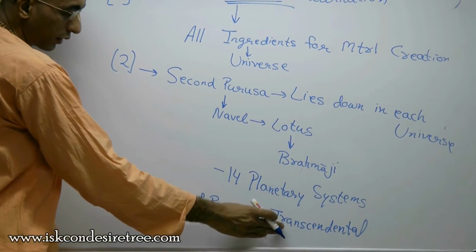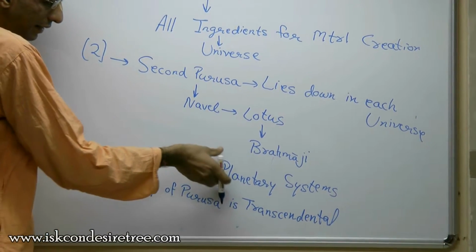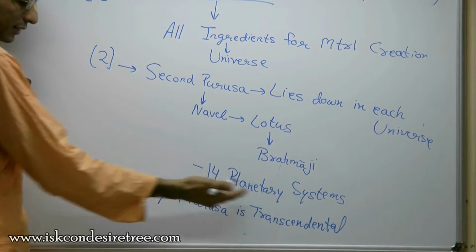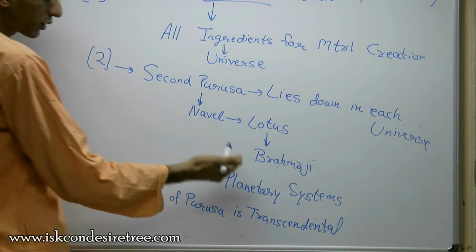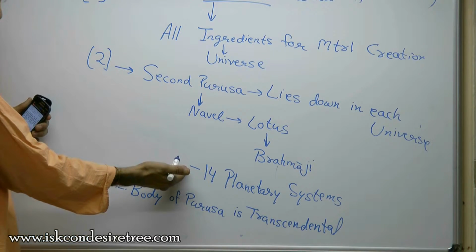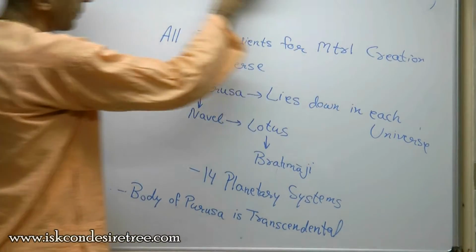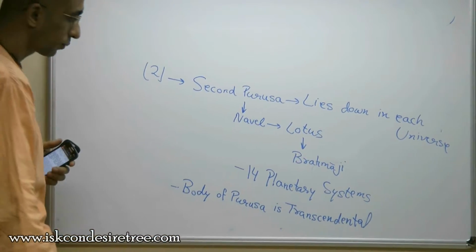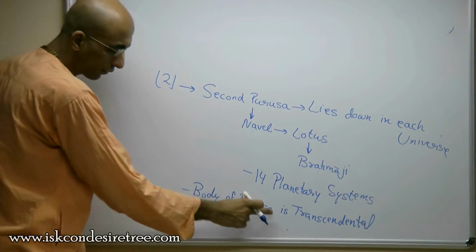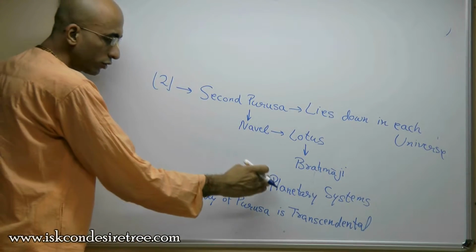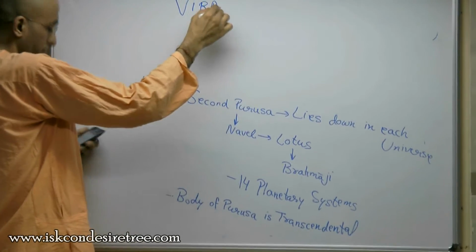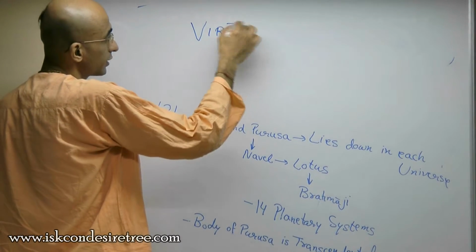So the body of the Purusha is transcendental, but that body expands in the material creation in the form of planetary systems. A neophyte who cannot understand the transcendental body is given a conception that the existence of planetary systems is the body of the Supreme Lord. That imaginary conception is given because they are not able to understand the transcendental body of the Supreme Lord. So they are told to imagine the planetary systems in the form of Virat Rupa.